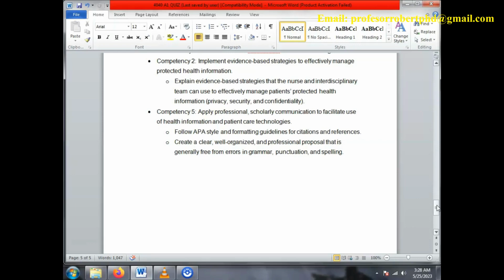and confidentiality. Competency 5. Apply professional, scholarly communication to facilitate use of health information and patient care technologies. Follow APA style and formatting guidelines for citations and references. Create a clear, well-organized, and professional proposal that is generally free from errors in grammar, punctuation, and spelling.